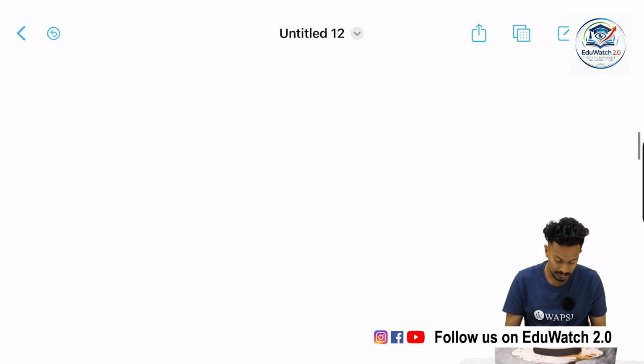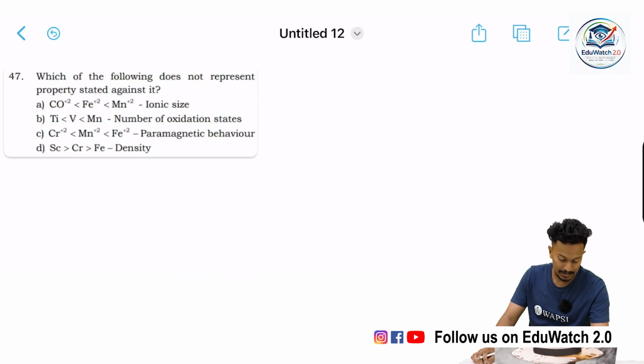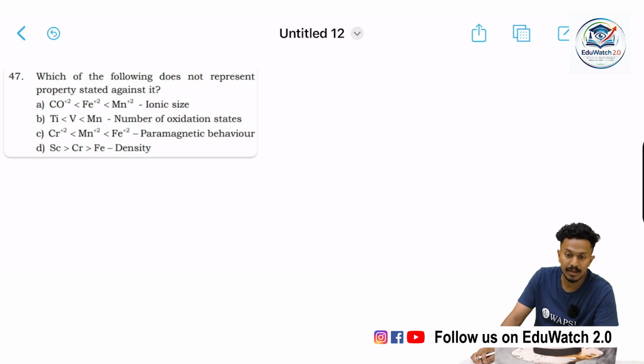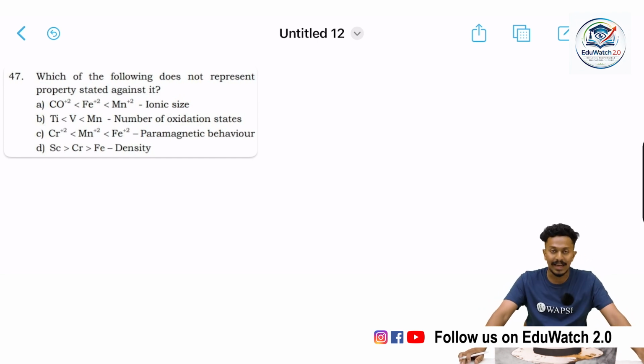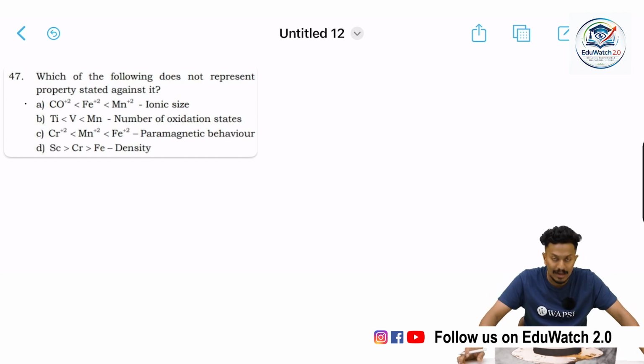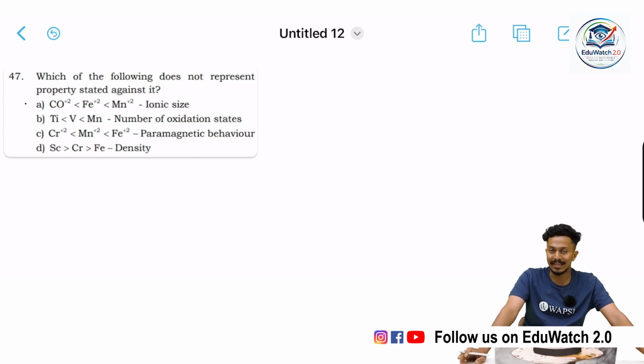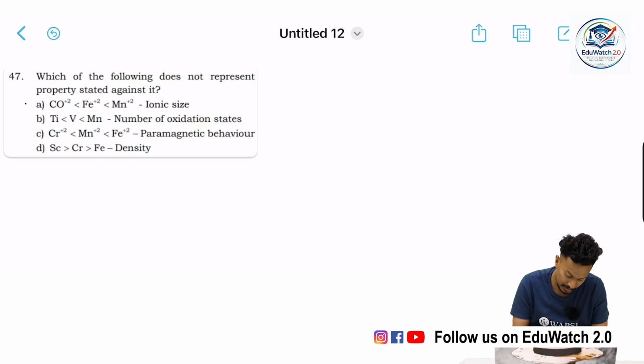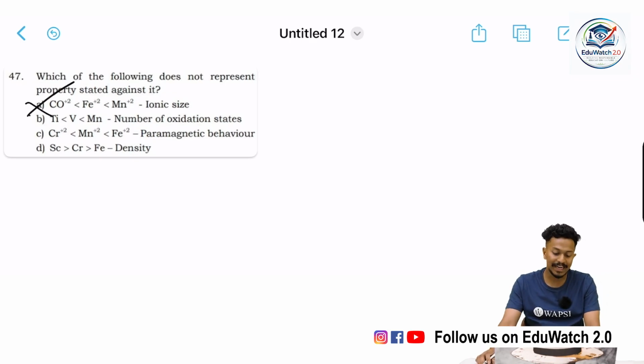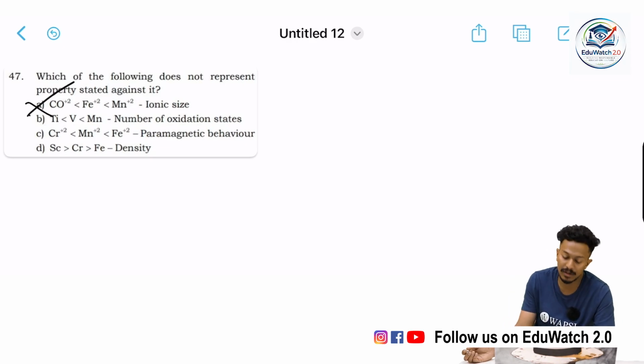Moving on to our next question. Which of the following does not represent the property stated against it? There are 4 properties that have been stated. Cobalt, iron and manganese in their ionic state. We could not completely determine that, so we could remove option A. Titanium, vanadium and manganese in number of oxidation states. Both of them have different kinds of oxidation states, so that is also wrong.